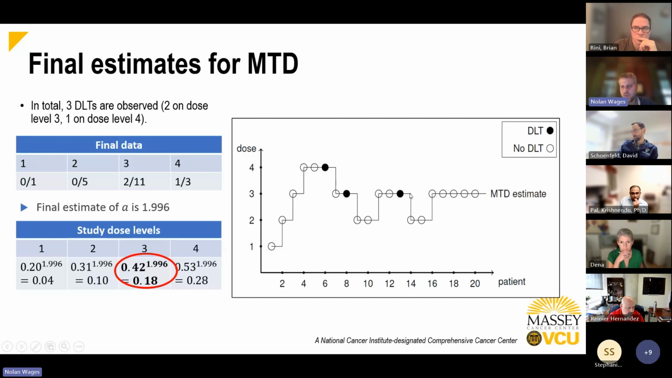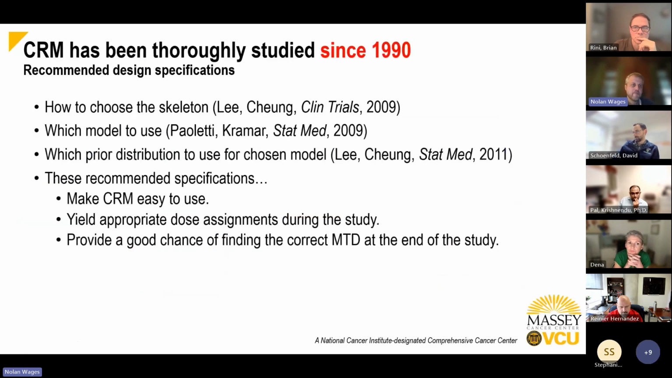But eventually the method settles down at our MTD estimate, and we are able to accumulate 11 patients out of 20 at dose level 3, and we observe 2 DLTs there. And our final estimate is 0.18 for the DLT probability at that dose level. That's closest to my 0.2, which is my target. So dose level 3 would be selected as the MTD. That's just a little bit about how the CRM works.